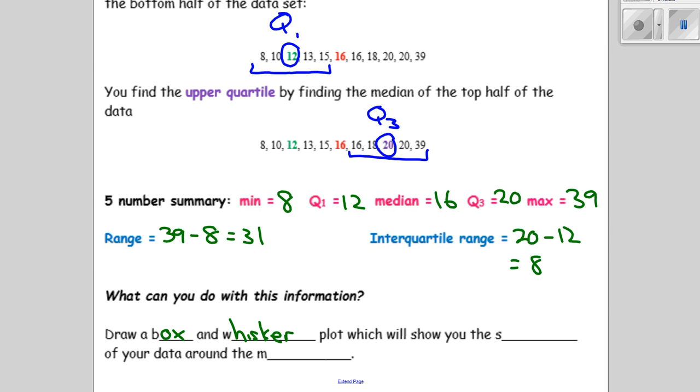A box and whisker plot will show you the spread of the data around the median. It's not around the mean, it's around the median. We'll draw some box and whiskers next lesson. Yay.